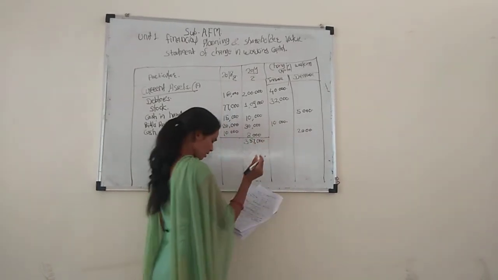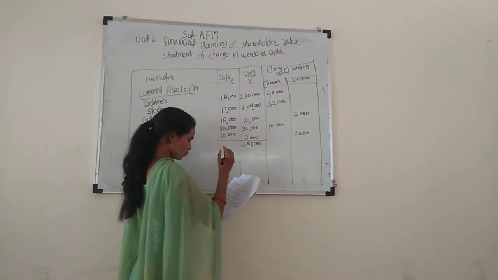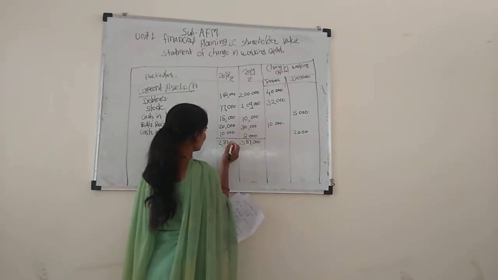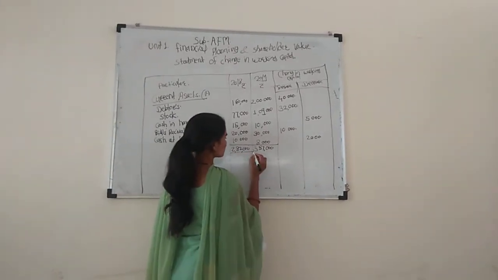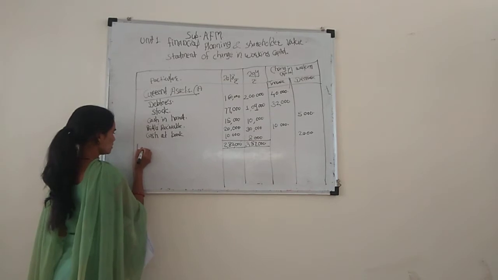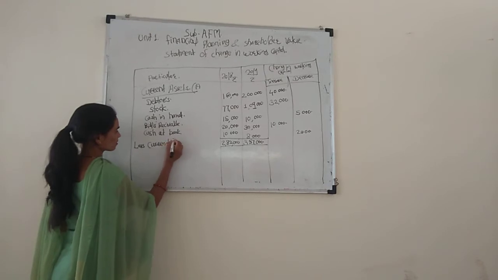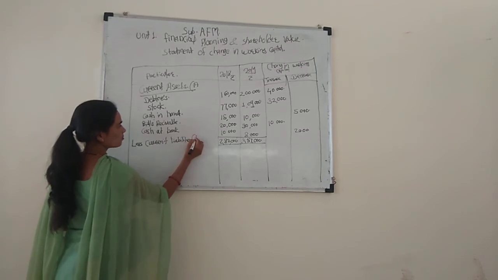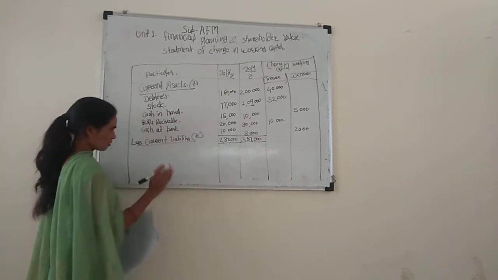The 2019 total is 3,27,000 and the 2018 total is 2,82,000. This is the 2018 total. Less current liability. Current liabilities is called B, which means A minus B. Okay.